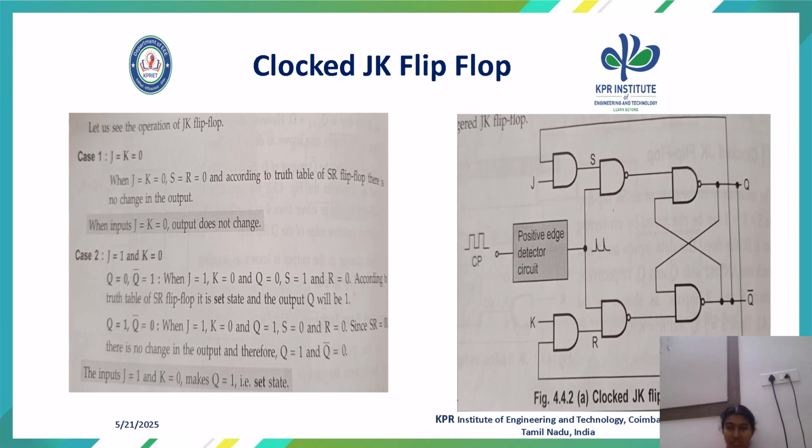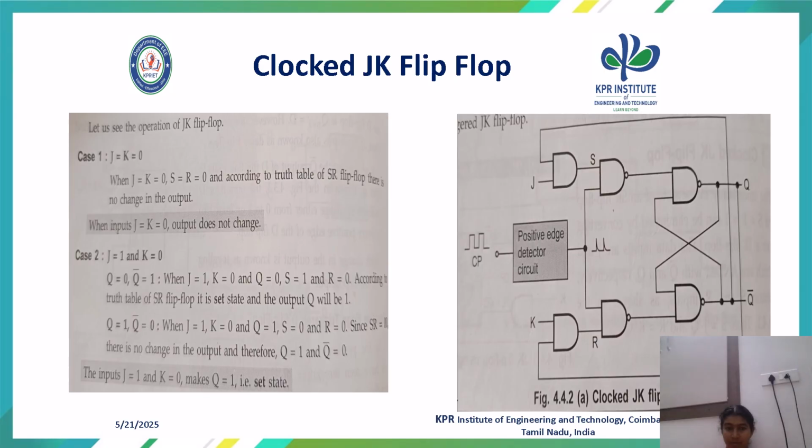Second case, when J equal to 1 and K equal to 0. Here there are two possibilities: when Q equal to 0, what happens, and if Q equal to 1, what happens? If Q equal to 0, similarly Q bar is equal to 1. When J equal to 1, K equal to 0 and Q equal to 0, S equal to 1 and R equal to 0. According to this, the output is the set state. That is, the output will be 1.